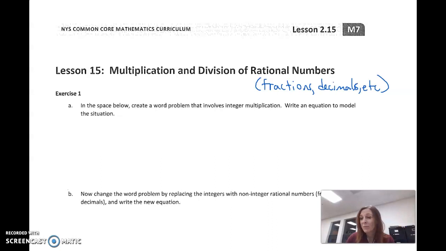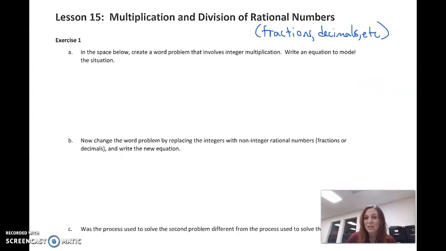And we're going to talk about word problems because I know that's everyone's favorite. You can do them. In the space below, create a word problem that involves integer multiplication. Integers are all the positive and negative whole numbers, including 0. And then we want to write an equation to model that situation.